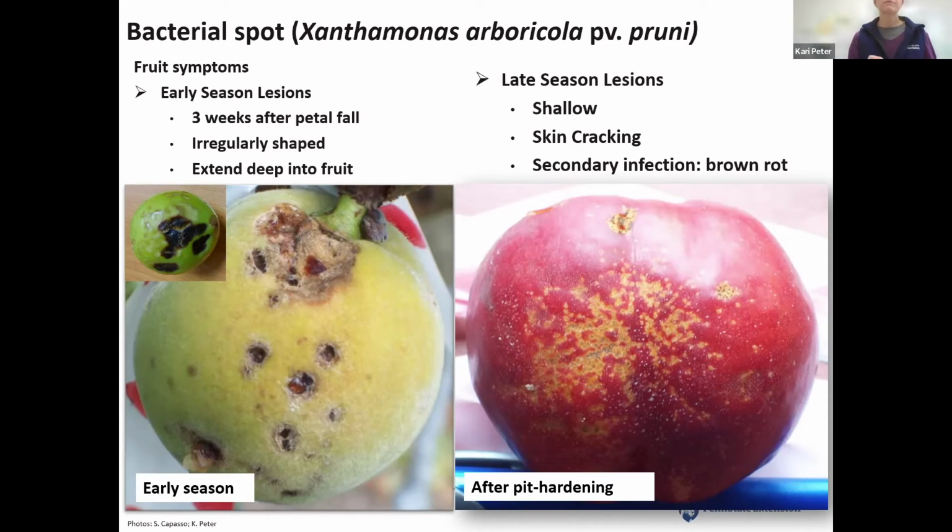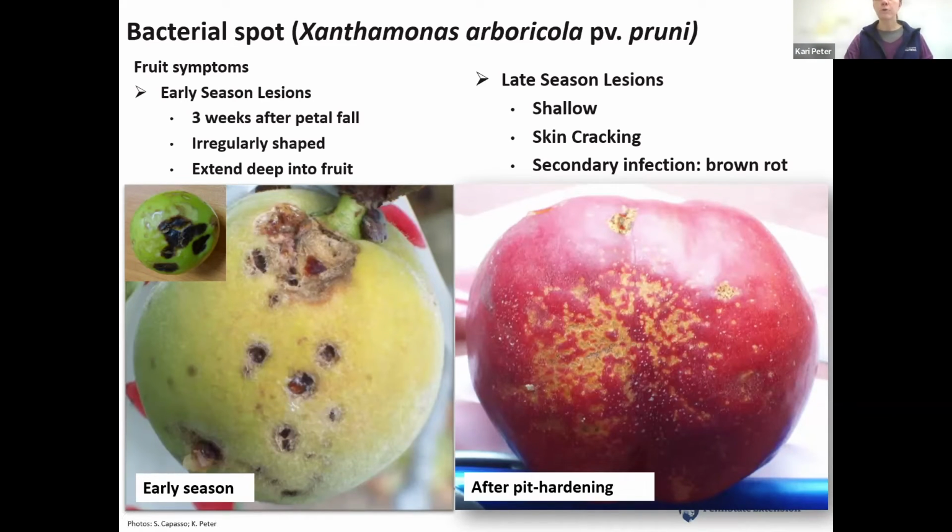In the case of plums, you see these depressed circular lesions that are cracked. That is all bacterial spot. Post pit hardening, you get shallow cracks or shallow pitting, and that's what's on the right here on this nectarine. What's bad about both of these is that they can be an entry point for brown rot. They compromise the skin, and fungal spores can get in there and you can get rotten fruit.